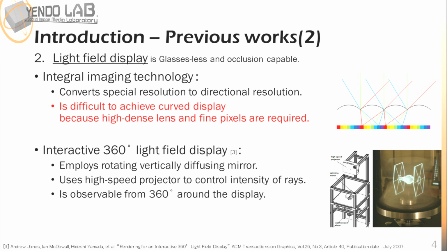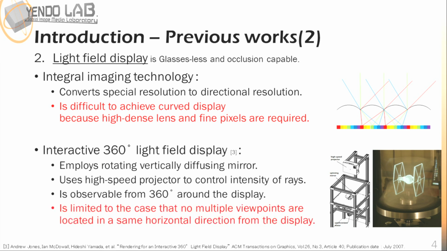On the other hand, a wide viewing zone light field display is achieved by a rapidly rotating mirror with a vertical diffuser. This structure scans rays to 360 degrees around the display. The ray intensity is controlled by a high-speed projector. Thus, this system optically achieves horizontal parallax. Vertical parallax is achieved by viewpoint tracking. However, there is a limitation in the position of viewpoints.